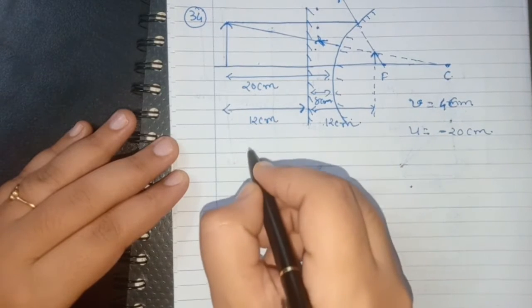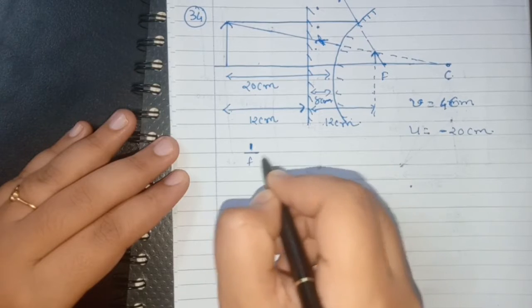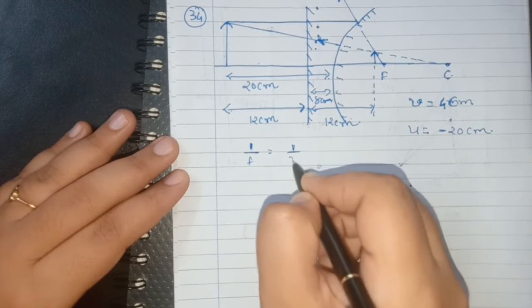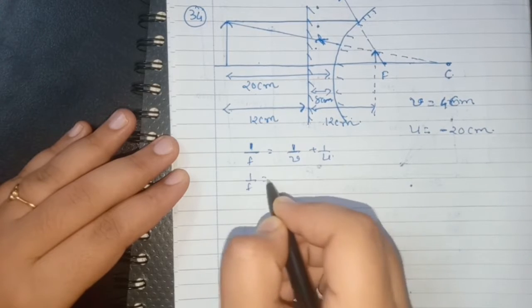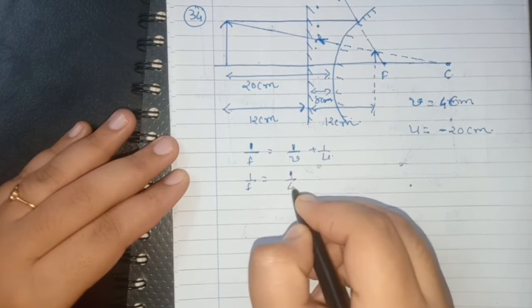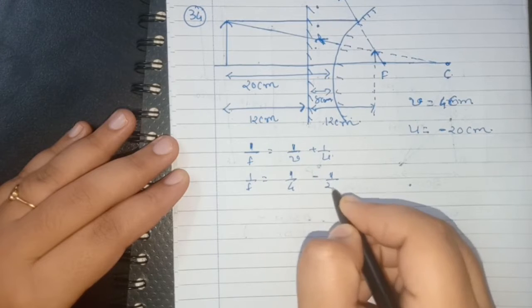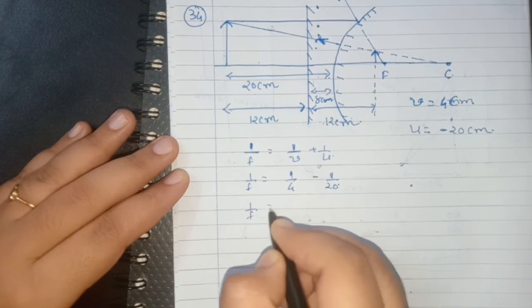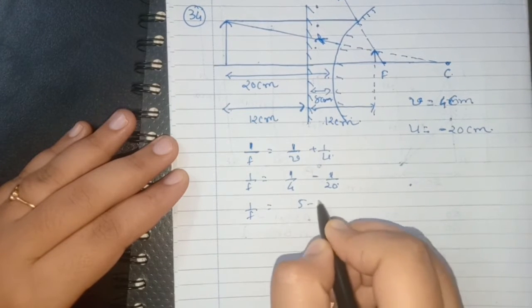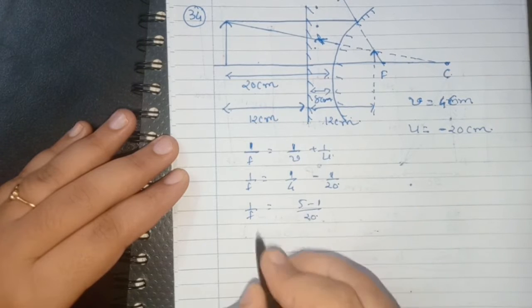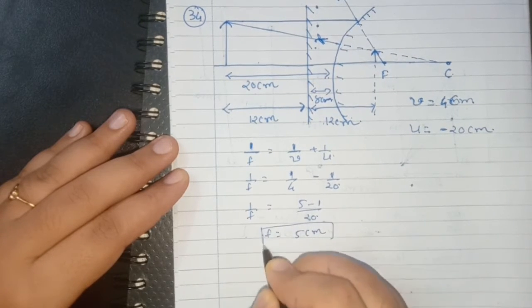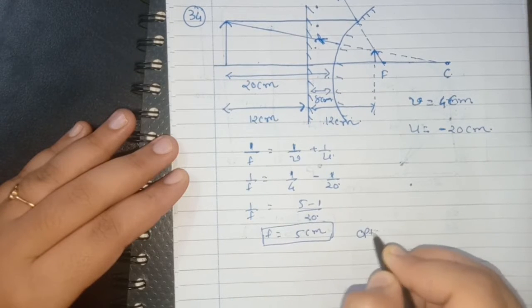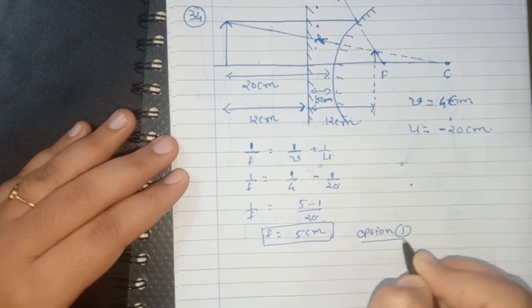We want to find the focal length. We will use the mirror formula. 1 by f is equals to 1 by v plus 1 by u. So 1 by f is equals to 1 by 4 minus 1 by 20. So 1 by f will be 5 minus 1 divided by 20. So focal length will be 5 centimeter. So option 1 is correct option.